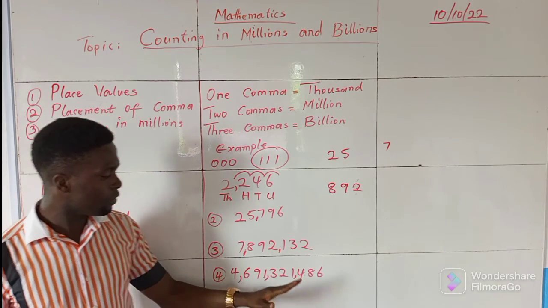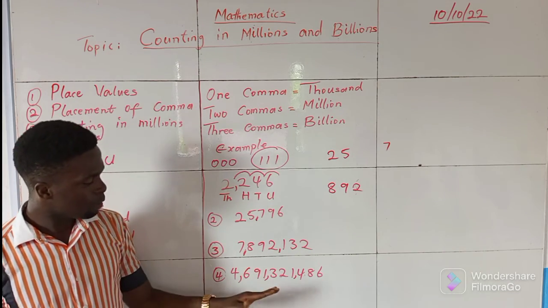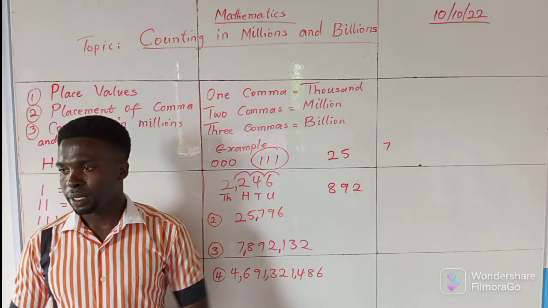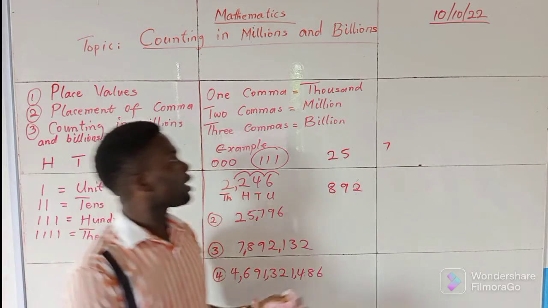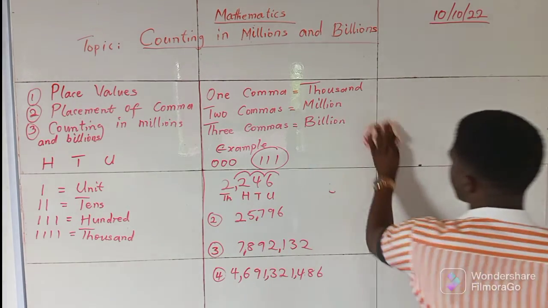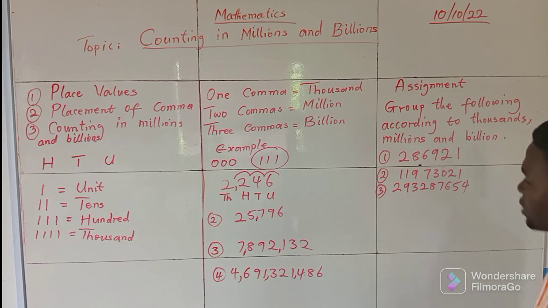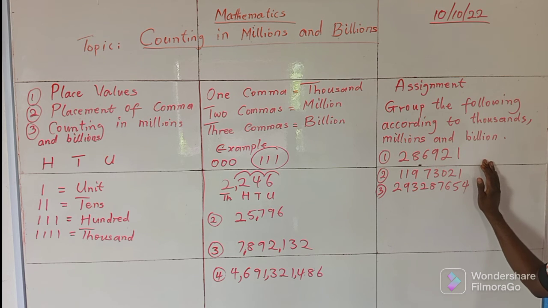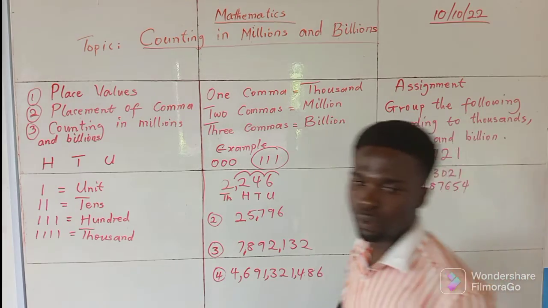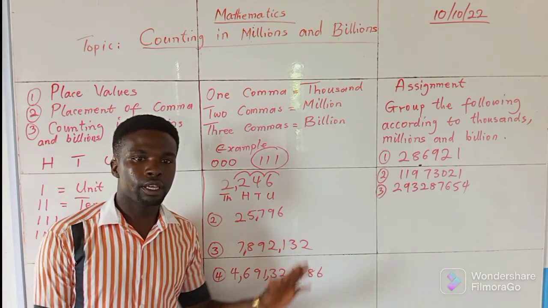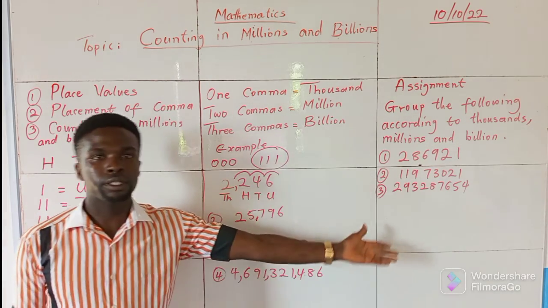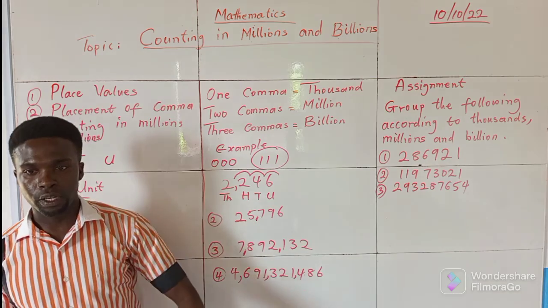In the assignments, I will not give you any comma, but your own task is to separate the digits with what? Commas. Is that clear? Alright, now this is your assignment. Try these three. Let me see if you really follow up today's lesson. And like I said, in our next class, we are going to discuss writing in words, and from the words, we bring it back to figures.